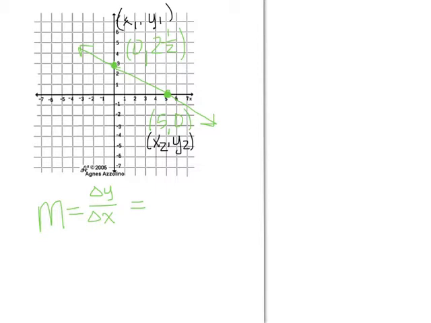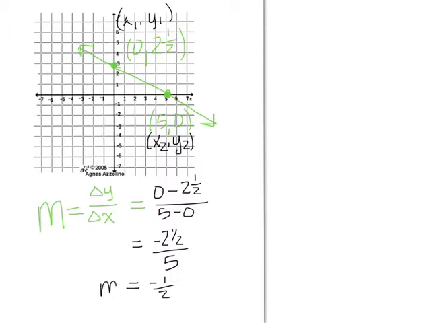So our change in y is going to be y2 minus y1. So 0 minus 2.5 over x2 minus x1, which is 5 minus 0. So that gives us a negative 2.5 over 5. That can be reduced down. They're both divisible by 2.5. So that would give us a negative 1/2 in the end for our slope.